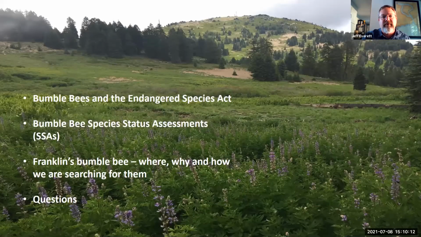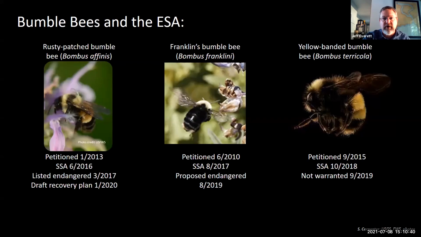I'm going to talk very briefly about bumblebees and the Endangered Species Act, and I will probably skim very briefly over the species status assessments, as it's not necessarily totally germane to what we're trying to accomplish today, but interesting anecdotal and background information. And then talk about some of the other work we're doing, trying to support this larger effort of finding Franklin's bumblebee, the where, why, and how of where we're searching for them, and then hopefully roll into questions a little later on.